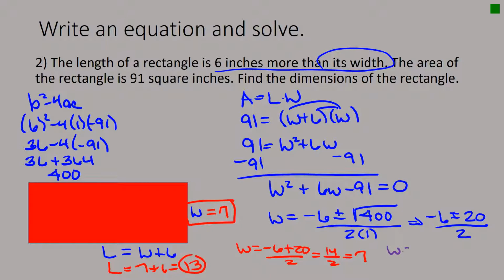Or w could equal negative 6 minus 20 over 2. Negative 26 over 2 is negative 13, and that can't be. Remember, we've said that when you're measuring, it has to be a positive number.